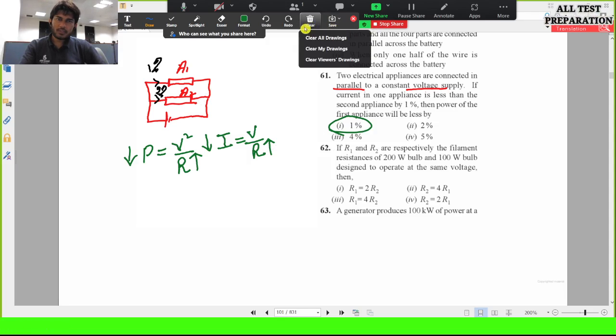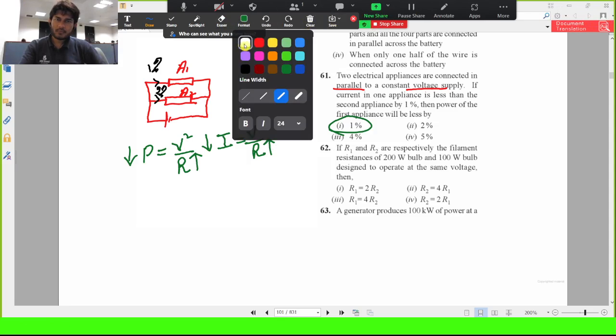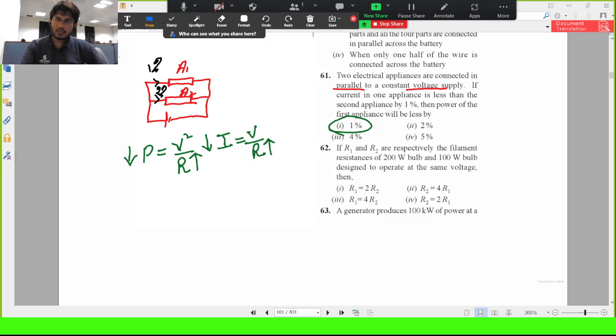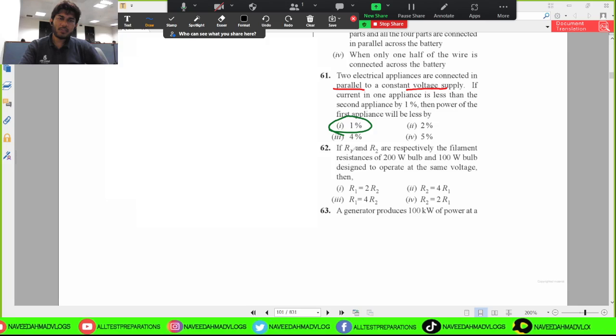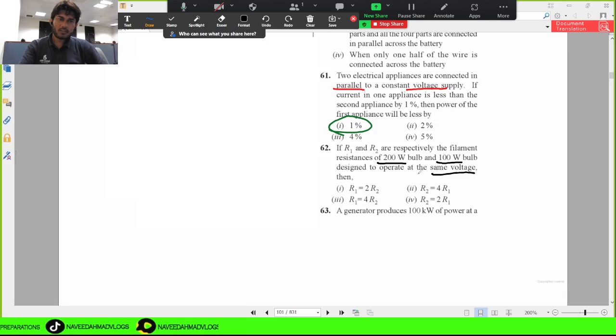Okay, next MCQ is 62: if R1 and R2 are respectively the filament resistance of a 200-watt bulb and a 100-watt bulb designed to operate at the same voltage, then you need to find the relation between R1 and R2. The power is given to you, a 200-watt bulb and a 100-watt bulb. The voltage will remain constant.